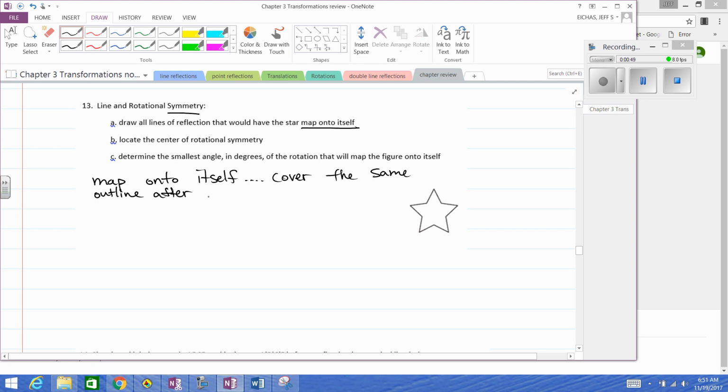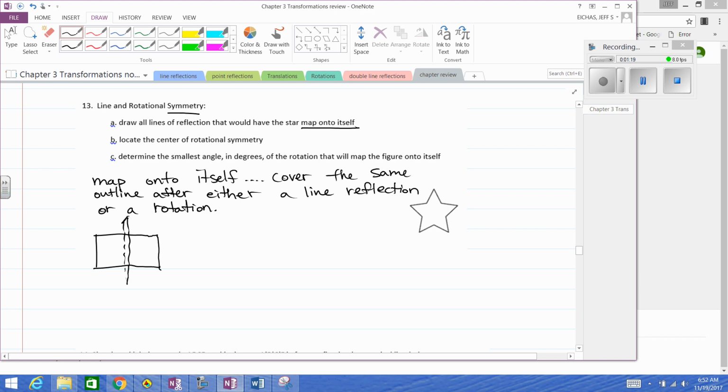After either a line reflection or a rotation of some kind. Okay? So, translation obviously cannot do that because every point will move. So a real simple one is, let's talk about a rectangle just for a minute. Okay? If we line reflect, well, that was a bad one.